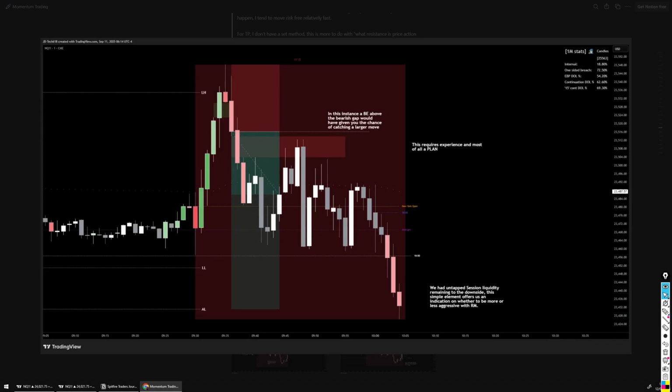Okay, and this is a factor that I want to introduce into this strategy, right? It's the untapped session liquidity. Okay, so this is an example where we had Asia lows and London lows still intact. Okay, so I see that as a draw.